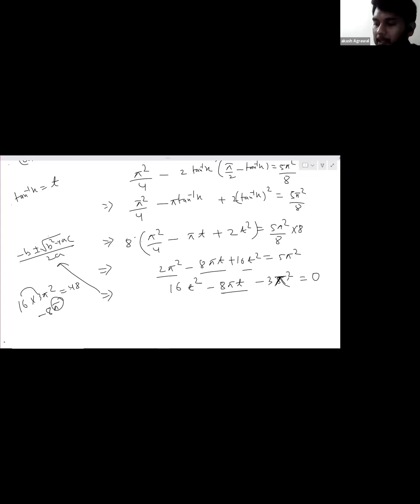Numbers which multiply to give 48 and add or subtract to give 8. How to look for those numbers? We can factorize, right? Yes. So 4 and 12. Very good. 4 and 12.